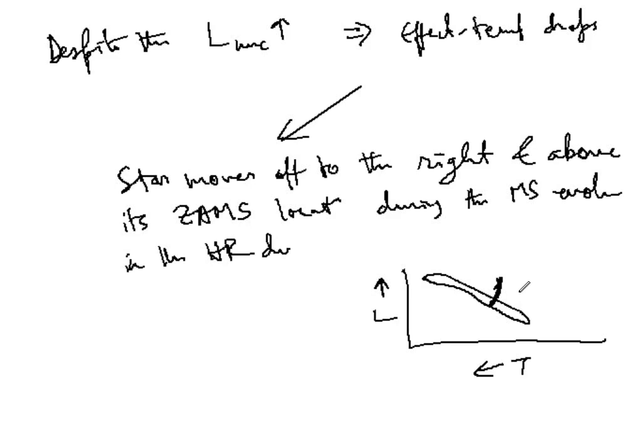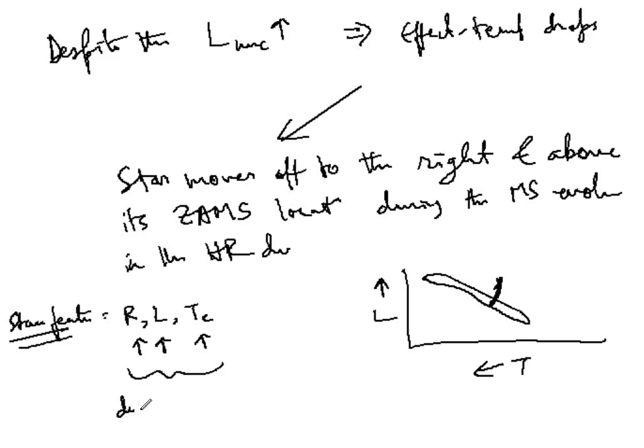Okay, now this is a standard feature of stellar evolution: the radius, luminosity and the central temperature of a star increase during the main sequence phase. So the standard feature is that R, L and Tc all increase during the main sequence phase. Okay?